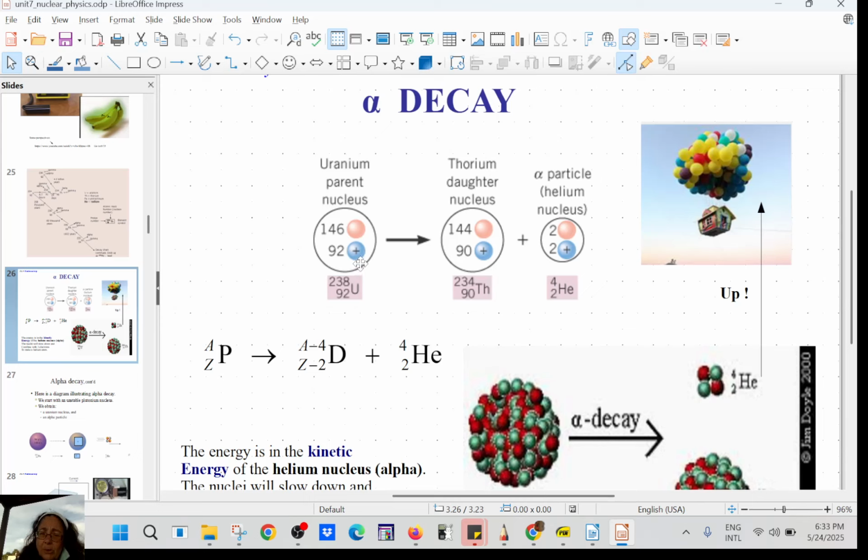Okay, so two protons have left and two neutrons have left. Okay, so that means the atomic number has decreased by 2 and the mass number has decreased by 4. And the helium nucleus will combine with electrons and it will become helium gas. And that's how we get helium gas, right? We harvest it from inside the earth. You cannot make it. It's a noble gas. And you use that for the balloons, for example.